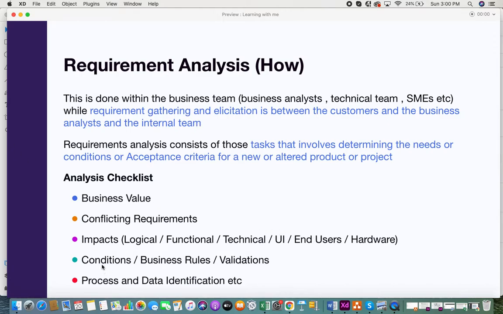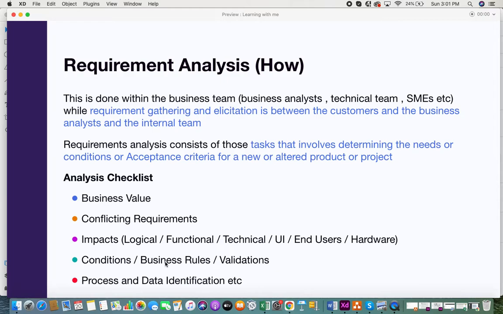Then conditions. For that particular requirement, what are the preconditions and post conditions? What are the different business rules that need to be captured? What are the different validations that need to be done? Also, what are the different processes, and the data identification is also done. For a particular requirement or feature, there might be a little tweaking of processes, or you might need data, so you need to understand where the data comes from and what data comes. All these are different aspects and checklists for requirement analysis.